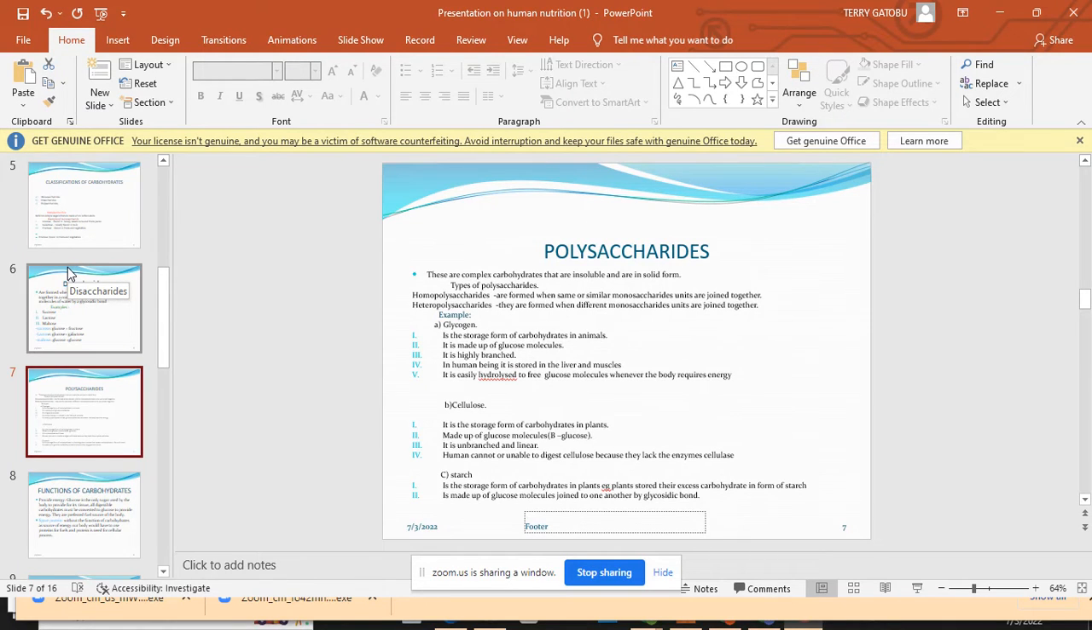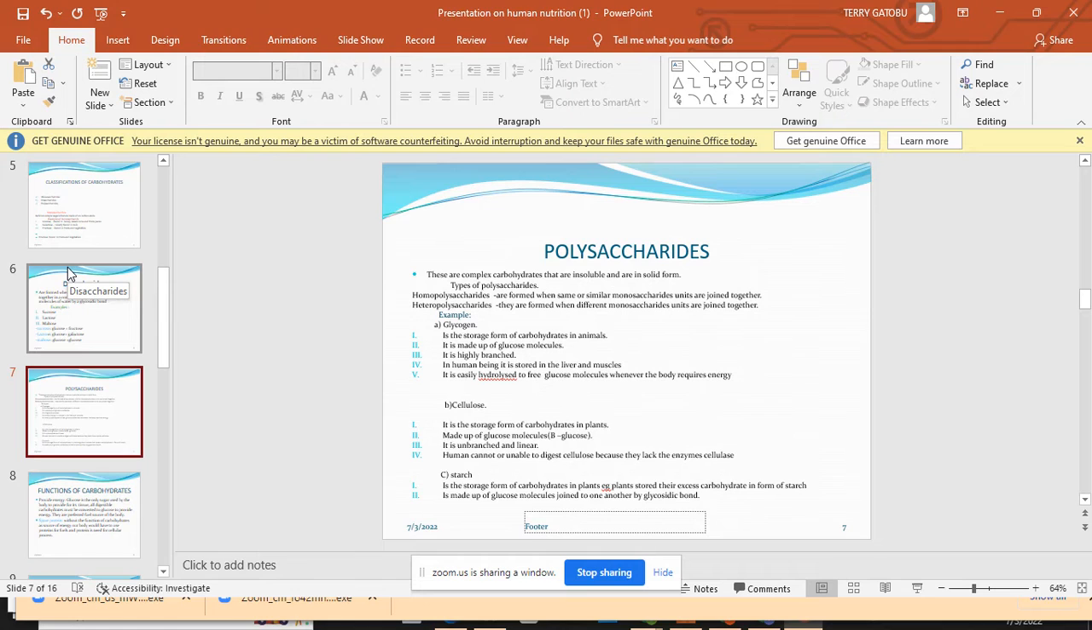Example, we have glycogen. Glycogen is the storage form of carbohydrates in animals. It is made up of glucose molecules. It is highly branched. In human beings, it is stored in the liver and muscles. It is easily hydrolyzed to free glucose molecules whenever the body requires energy.